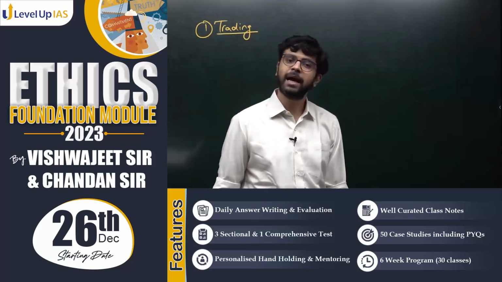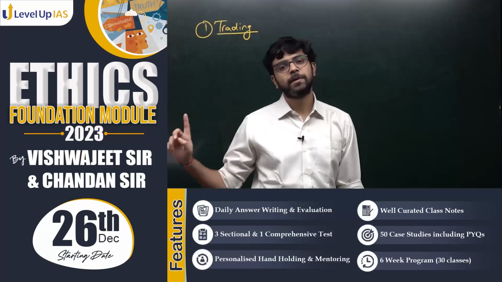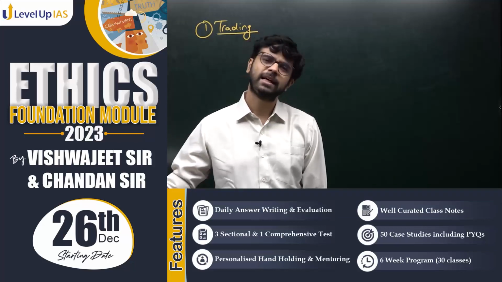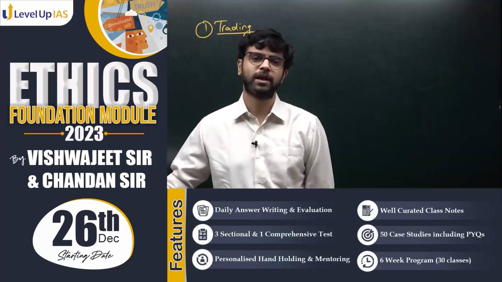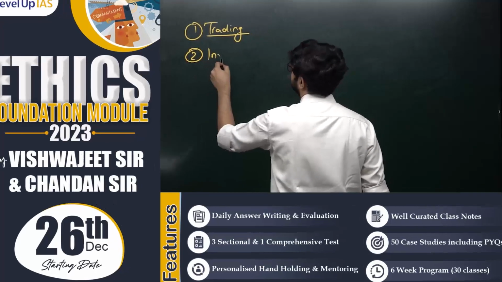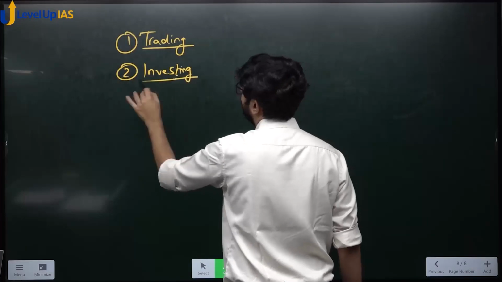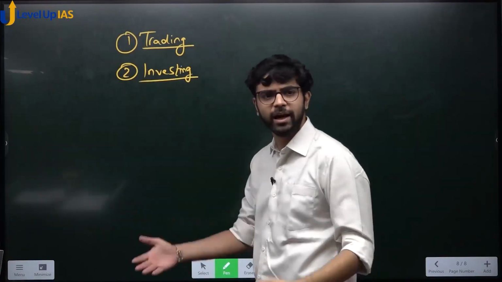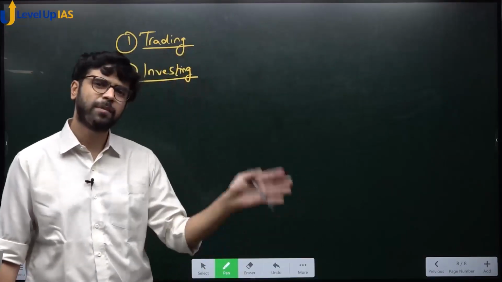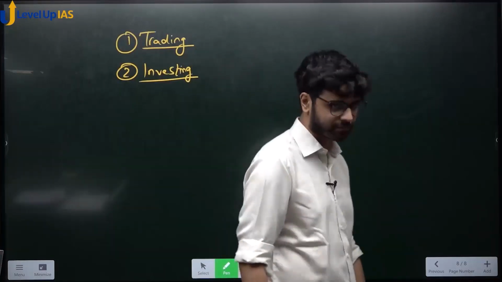Trading. What is trading? Buying and selling. These are the people who buy at a low price and sell at a high price. Their main income is from trading. The second kind of people are investors. These are the people who are not interested in day-to-day fluctuations, who are not invested in day-to-day analysis of this. They just invest and then they see after 1 month or 1 year what the price is. If they see that the price has increased, they sell.